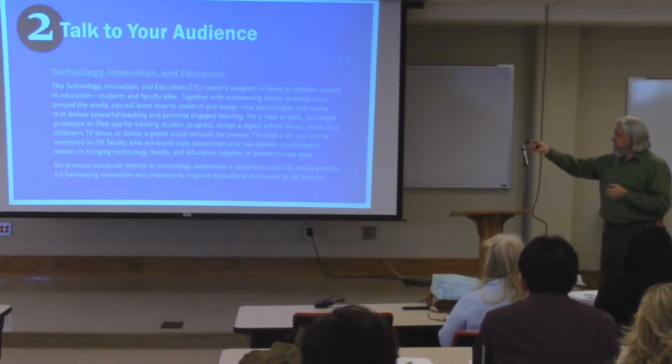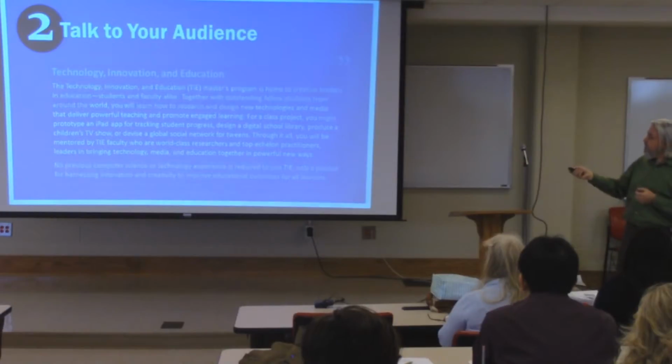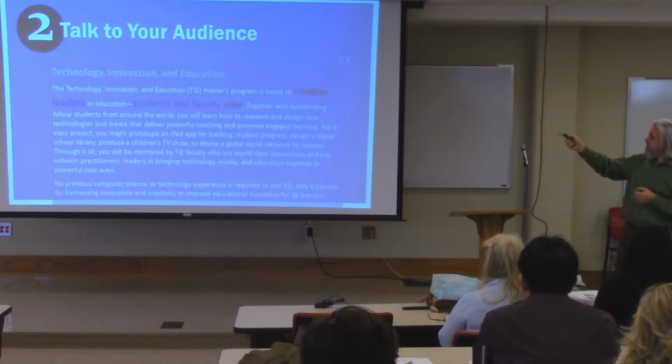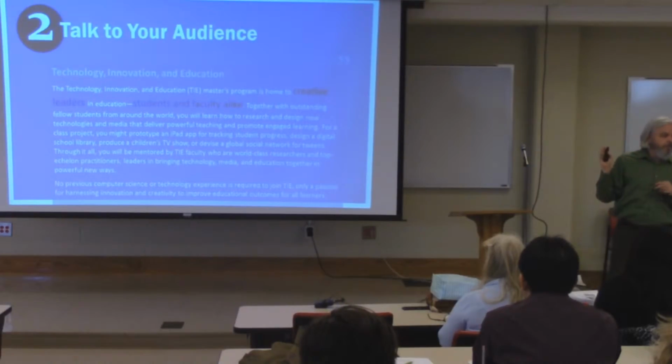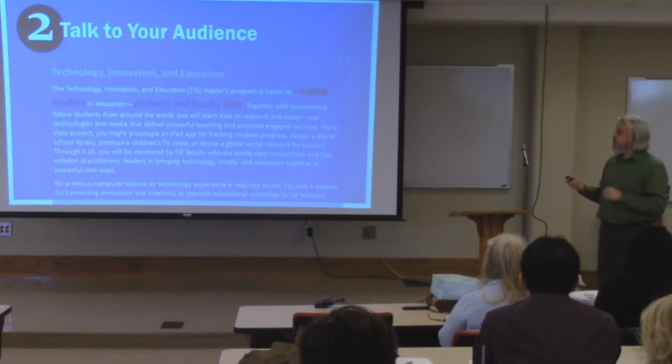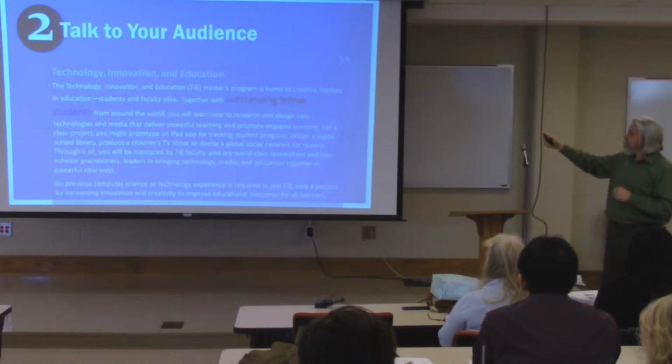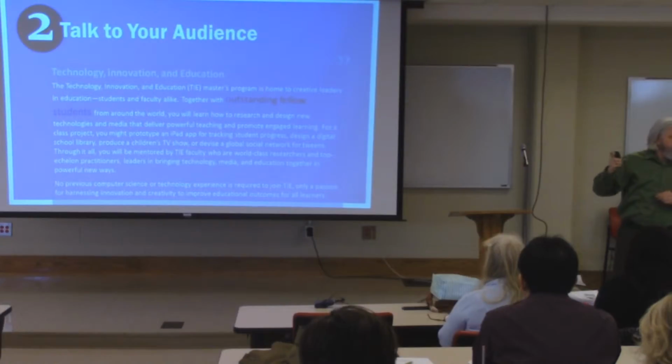You might not be able to see all of the details here, so I want to point out a few. The first sentence is, "TIE Master's Program is home to creative leaders." That means something to someone, no matter who you are. "Students and faculty alike" tells you that the students and faculty are going to come together in this program. That's informative. That's talking to your audience. Also, "together with outstanding fellow students." So you know you're going to be working with some really great peers in this program.